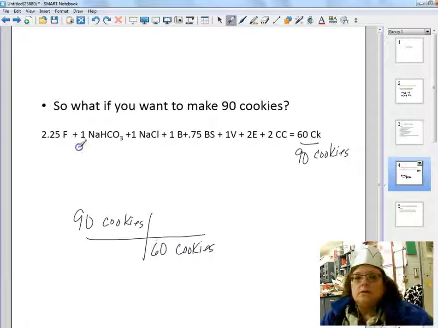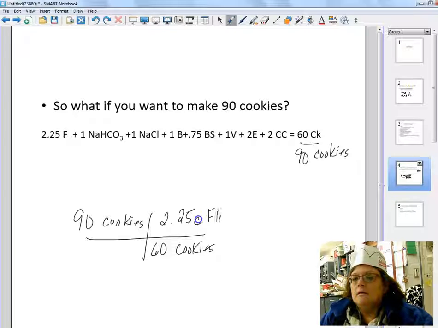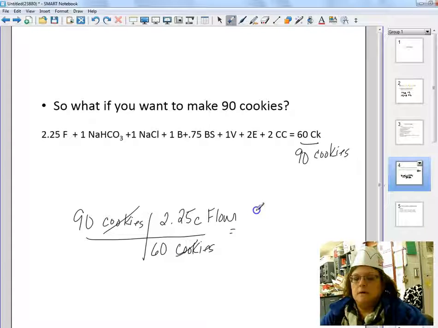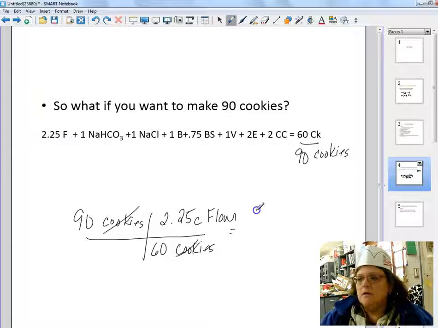And first one is flour. If I need 2.25 normally, how much flour am I going to need to make 90 cookies? Multiply it out, the cookies will cancel. And you end up with 90 times 2.25 divided by 60. 3.375. So 3.4 cups of flour is what you would need.